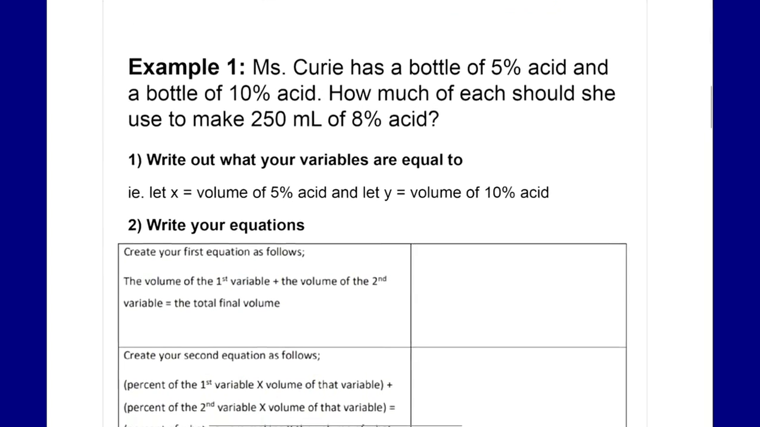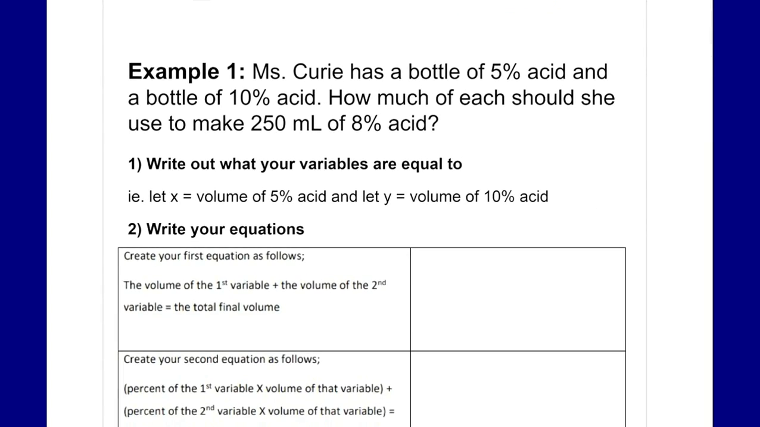So in our first example, Miss Curie has a bottle of 5% acid and a bottle of 10% acid. How much of each should she use to make 250 milliliters of 8% acid? Right, so it's a little bit of a trickier question of how do we set this up? Right, coming up with our two equations, which we know we need to do.